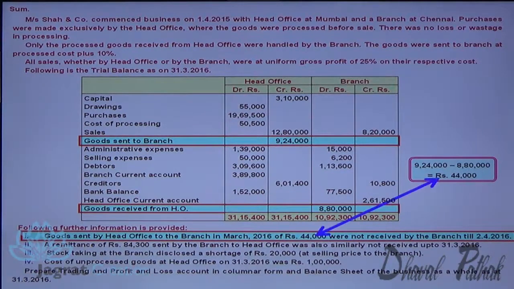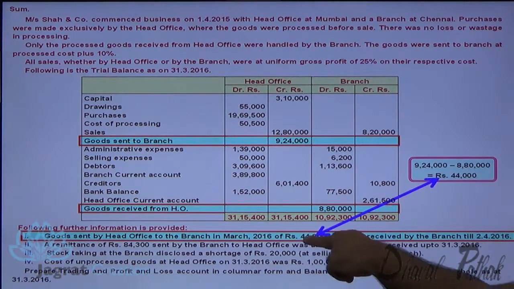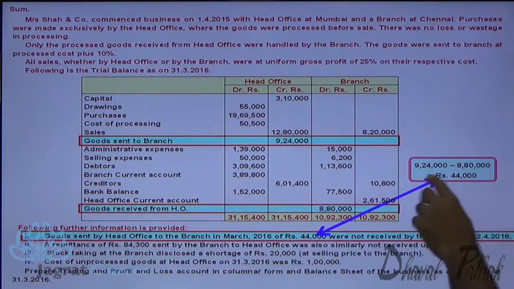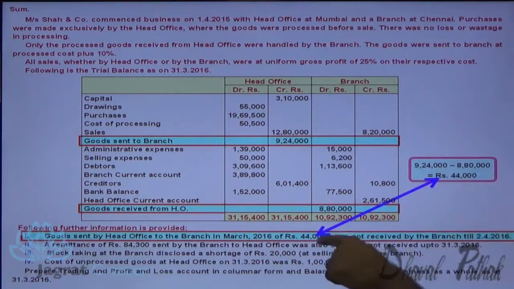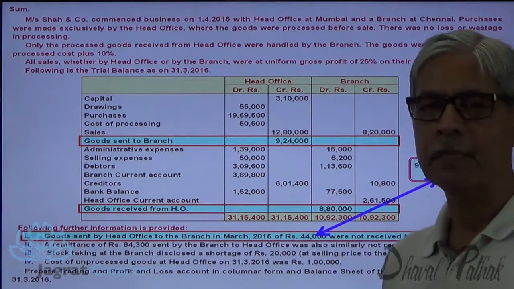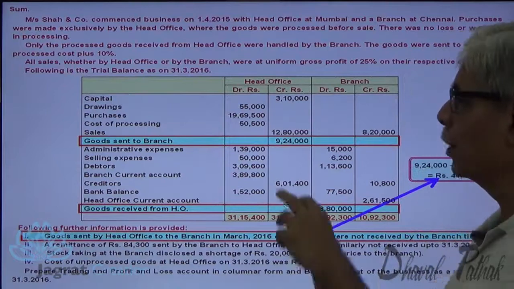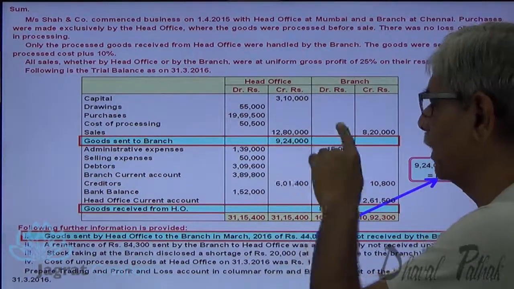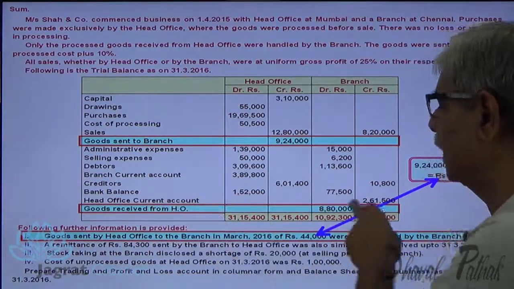and you are told that the 44,000 is the value of goods in transit. So this is how goods in transit number given in the adjustment is explained from the information of the trial balance. Goods sent 9,24,000, goods received 8,80,000.